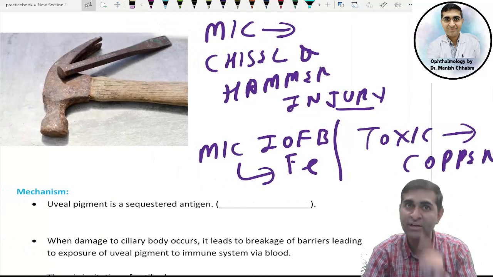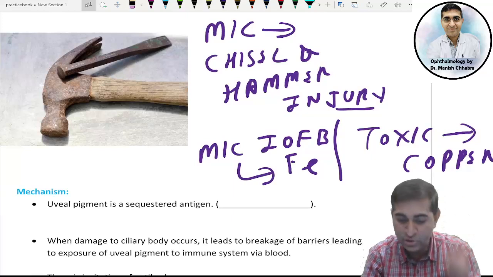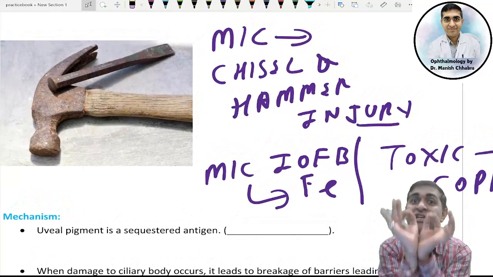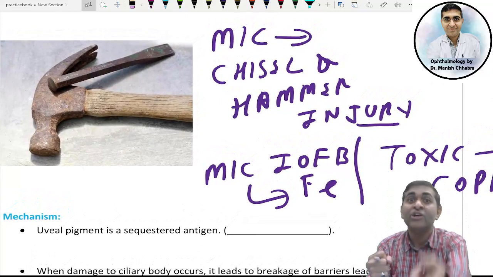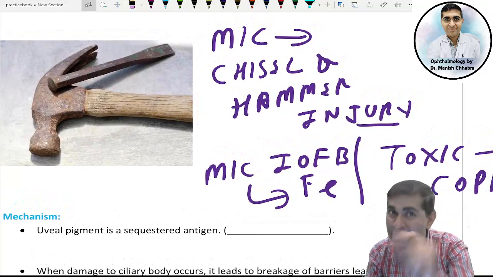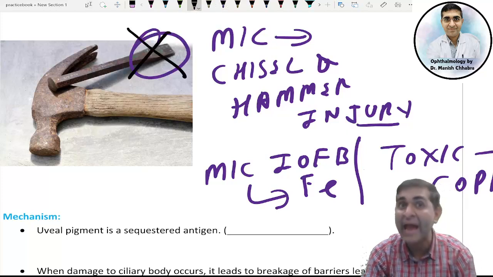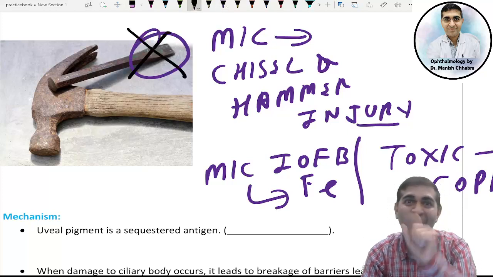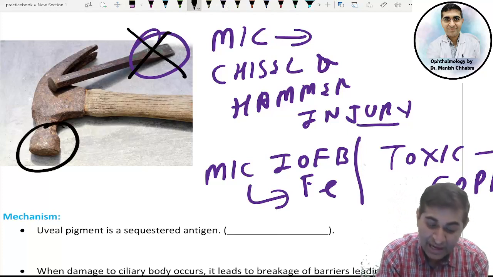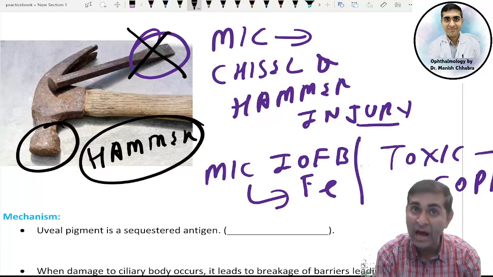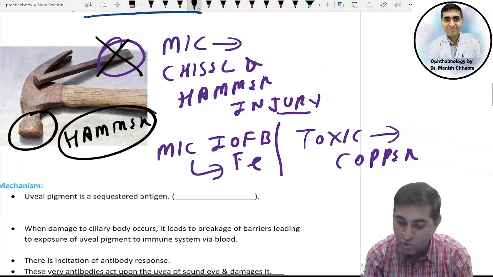Mind you, foreign medical graduates, if you are seeing this video now, in case of chisel and hammer injury, which part goes into the eye? Most of you will think that it is a part of the chisel, but no, not at all. It is actually the part of the hammer which goes into the eye. This is also your PYQ, boys and girls.